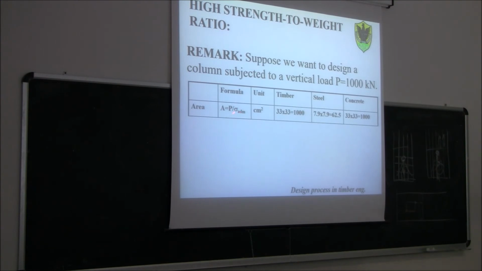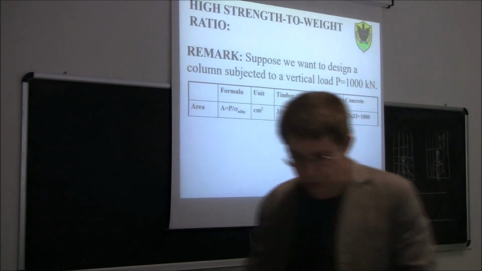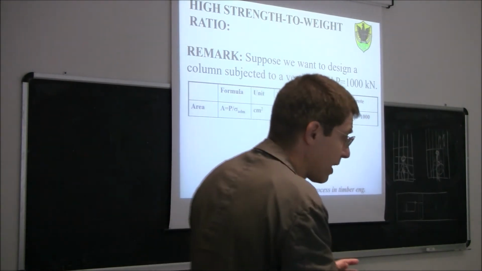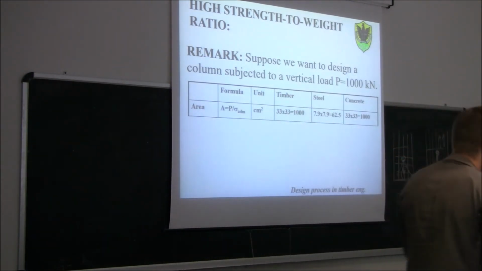Suppose that I have to design a column for 1000 kilonewton. The formula in order to get the minimum cross-sectional area is P divided by permissible strength. So for timber I will get 1000, so 33 by 33, and for concrete 1000, 33 by 33. So once you see a reinforced concrete structure with a certain size, you can immediately have an idea about the size of the same structure made of wood. The size will be more or less the same.